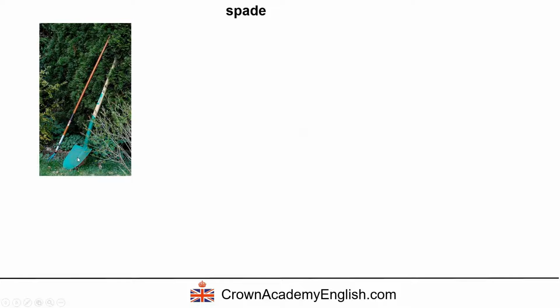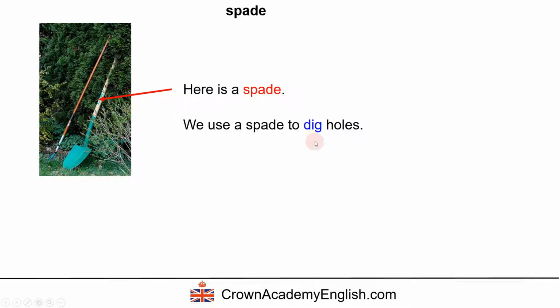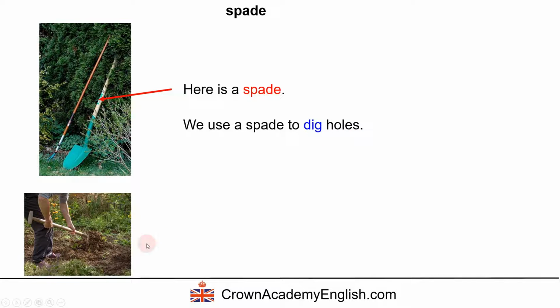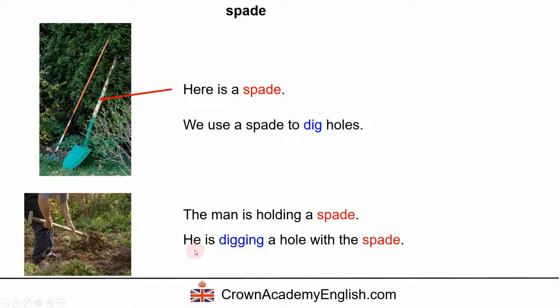Spade. So this green object here, this is a spade. And we use a spade to dig holes. To dig holes. So we've already seen this verb, to dig. So here is an example. The man is holding a spade. And he is digging a hole with the spade. Okay, so he is using the spade to dig a hole.